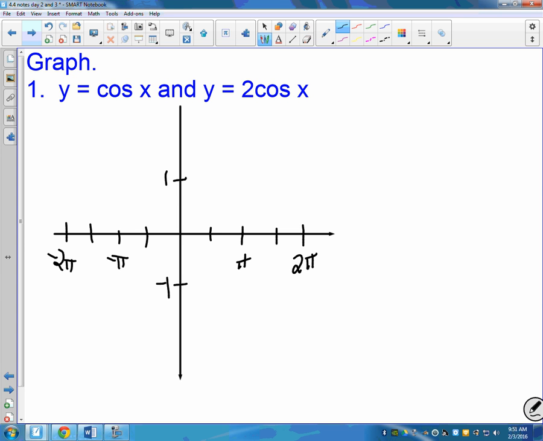I'm not going to make the XY chart out again, but the big thing you've got to think about is cosine starts at 1. At 0 radians, the cosine is 1. And then it goes to 0. And then at pi, it goes down to negative 1. Then at 3 pi halves, it goes back to 0 and then it goes back to 1. Those are my key points.